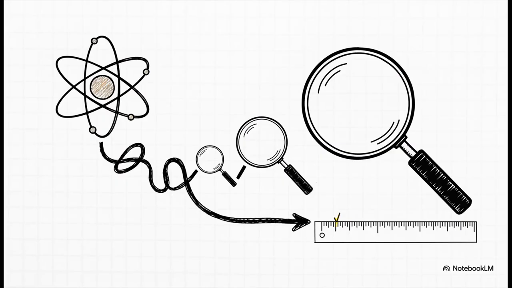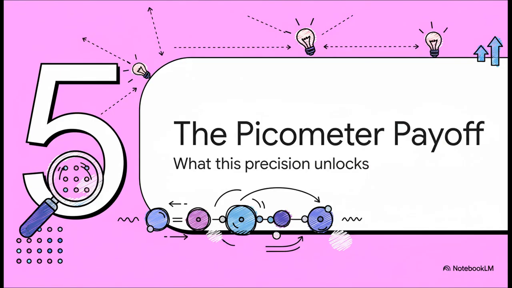Let that number sink in for a second. A picometer, that's 1/trillionth of a meter. To put that in perspective, if a single atom was the size of a giant football stadium, a picometer would be about the width of one of your hairs. And this technique just measured a change on that scale from that messy real-world picture. It's just absolutely mind-boggling.